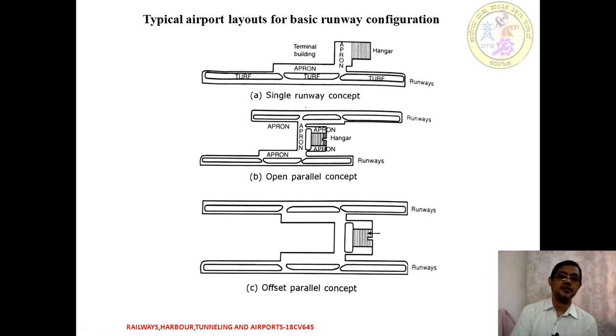Just going to figure A, we have a single runway concept. It means only one single runway. Then how the other key elements are arranged: just look at this. This is a runway, and this is the stuffed area and apron, the terminal building, and another apron on this side. This is going to be the hangar. This is if we have only one runway, that is, a single runway.